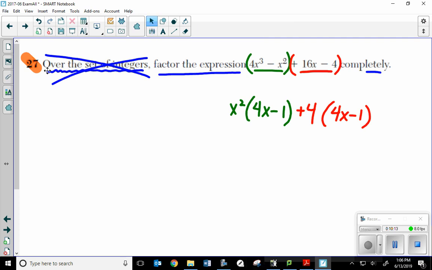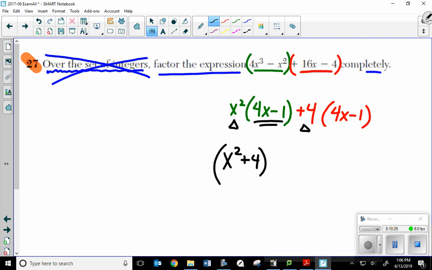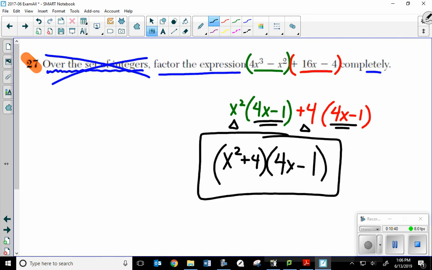Now, here's the easy part. Now it's just a matching game. Everything that is outside my parentheses, my x squared and my 4, go together in one parenthesis. And these things that are left mash together in one parenthesis. Ooh, it's a minus. Okay, I don't write that twice. And guess what? This is factored completely. It's a two-point problem, so it's not going to be difficult.